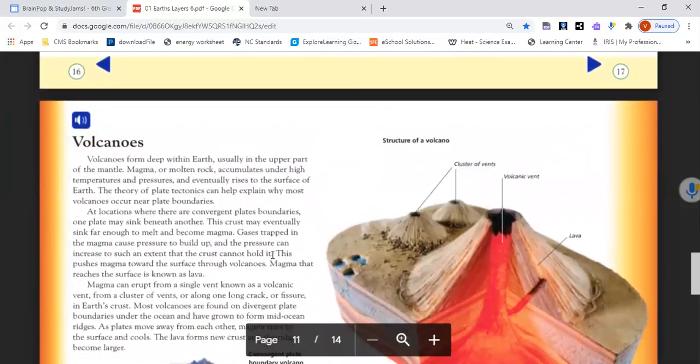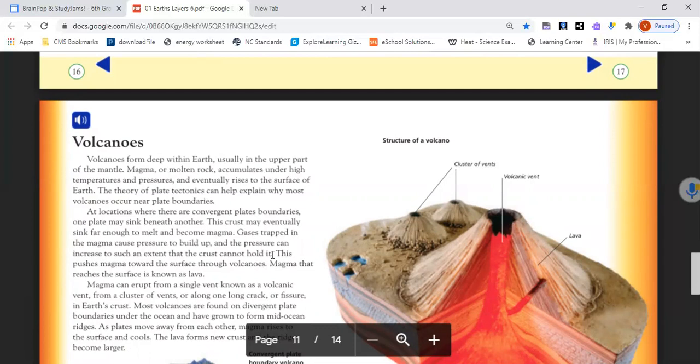Volcano. Volcanoes form deep within the earth, usually in the upper part of the mantle. Magma, or the molten rock, accumulates under high temperature and pressure and eventually rises to the surface of the earth. The theory of plate tectonics can help explain why most volcanoes occur near the plate boundaries. At locations where there are convergent plate boundaries, one plate may sink beneath the other. This crust may eventually sink far enough to melt and become magma.